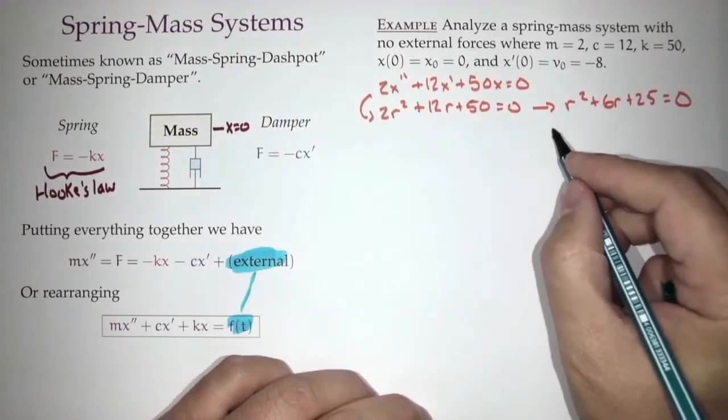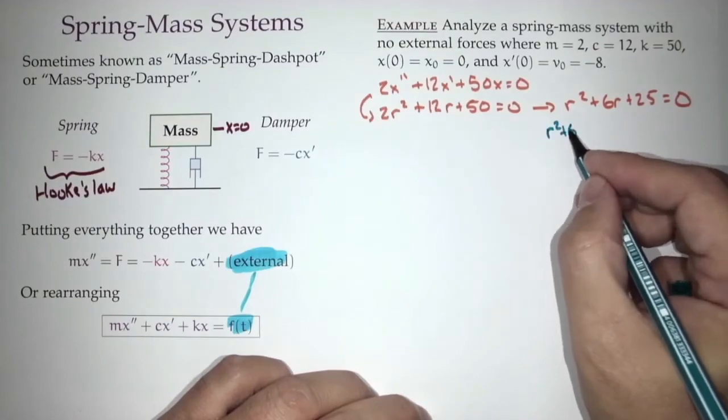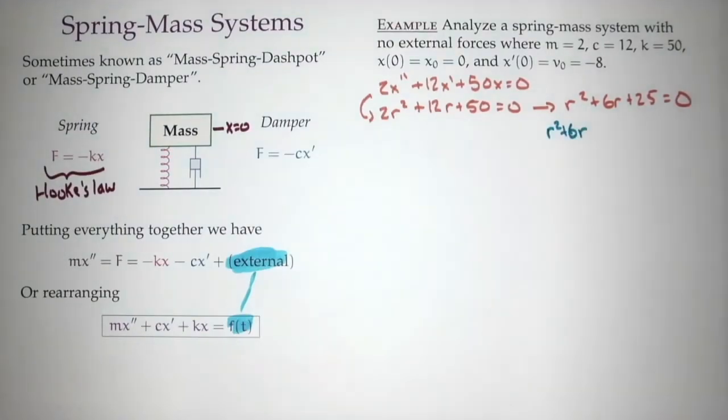So let's start with r squared plus 6r. And we say to ourselves, there's one thing I really love: squares. I want to make this a square. It feels somewhat incomplete, so I'd like to somehow complete the square. So what can I do to r squared plus 6r so that I have a square?